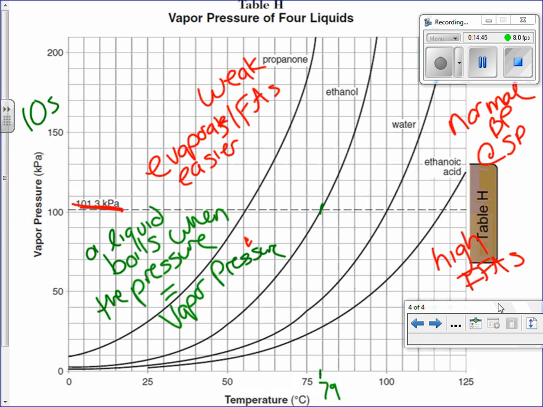Temperature's got to be in Kelvin for pretty much anything except for this vapor pressure chart. You can see that it's Celsius. So make sure you're just reading off the graph.